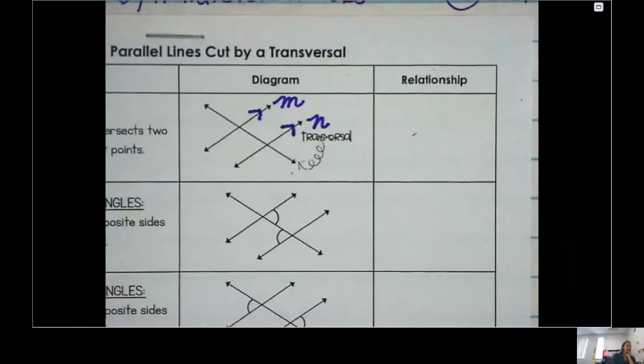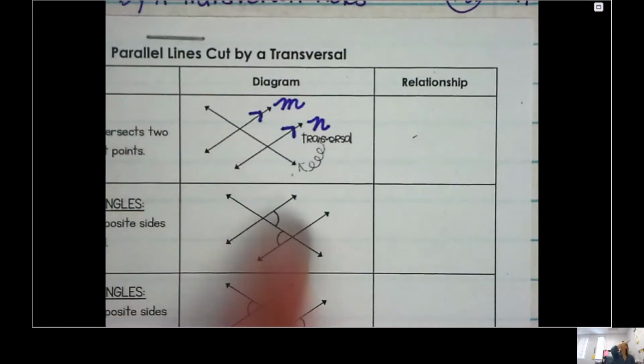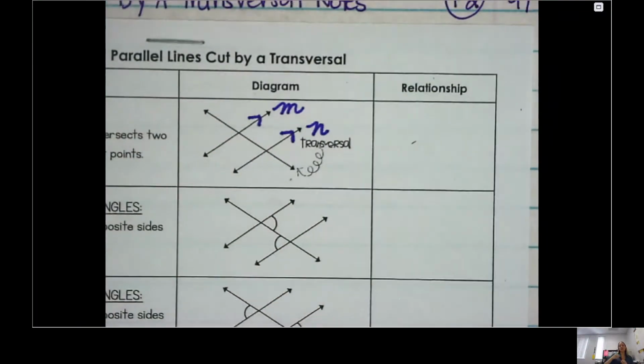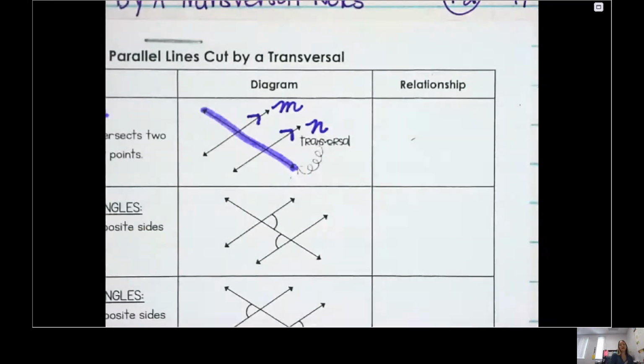The two little arrows mean that the lines are parallel to each other. And this line here, the transversal, is the one that intersects the two lines. So what I want you to do with your color, whatever color you picked, is highlight your transversal. Okay, I'm going to highlight my transversal.